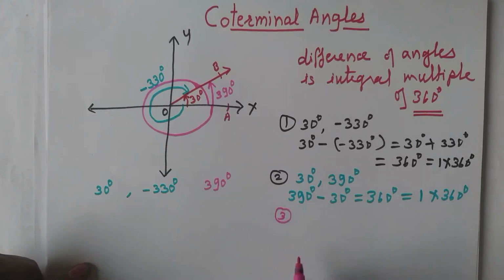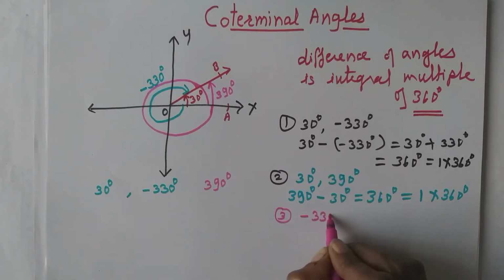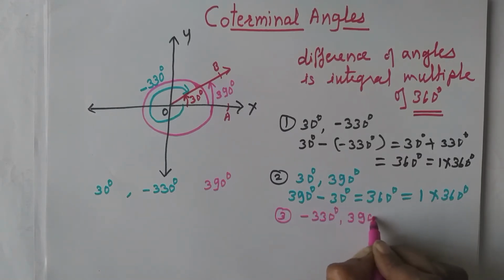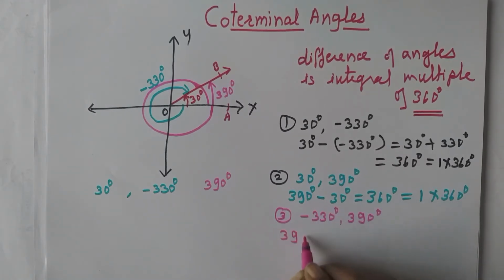Then we will take the difference between the next two angles. See here, take the angles minus 330 and 390 degrees. Again you take the difference, 390 minus 330 degrees. Then what will this be?